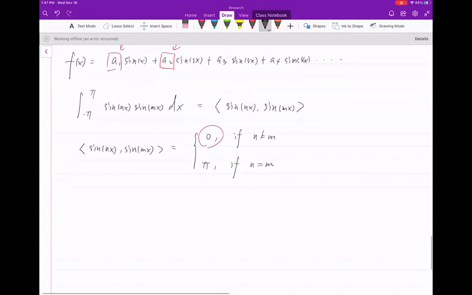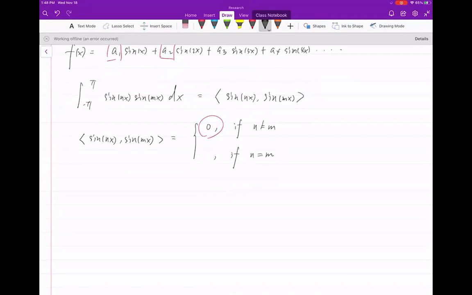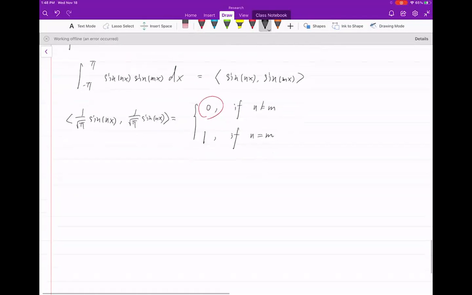Of course, we need to clean things up a little bit. For an orthonormal basis, we want this to be 1. But we have pi. That's easy to change. Let's just change them to be 1 over square root of pi. Before, if you take the integration, you got pi. Now, if you take the integration of this, of course, you will have 1. Then sine nx, n from 1, 2, 3, all the way to infinity. Just there.